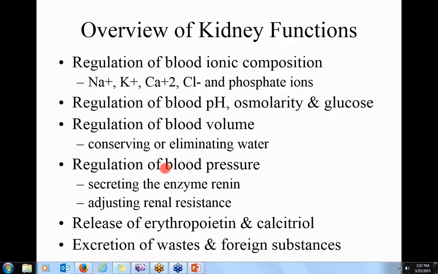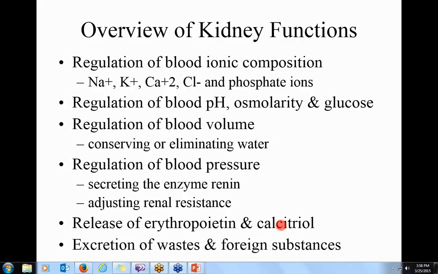And because it can regulate blood volume, it can also regulate blood pressure. The higher the volume of blood, the greater the pressure. It does that in a couple ways. It secretes the enzyme renin. Renin leads to the angiotensin 1 and 2 and aldosterone. And also it can adjust renal resistance, meaning it can change shape, it can constrict the blood vessels leading into the kidneys.